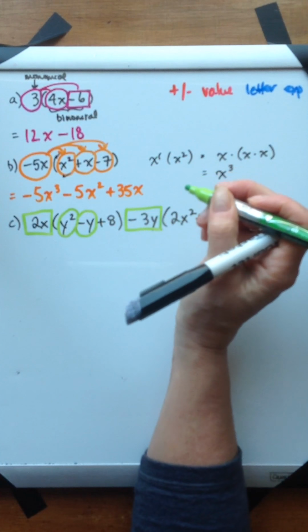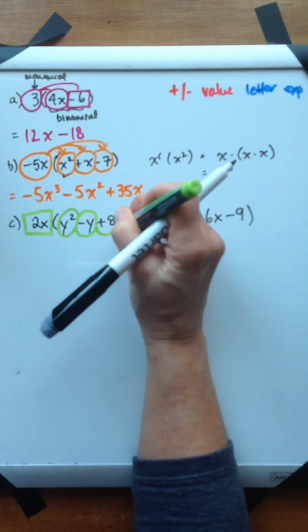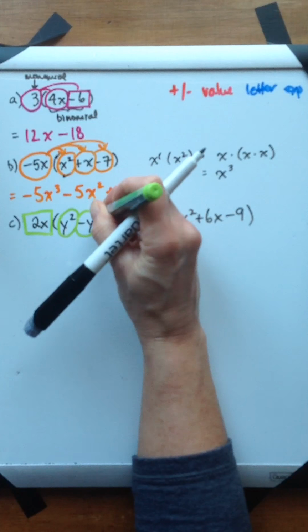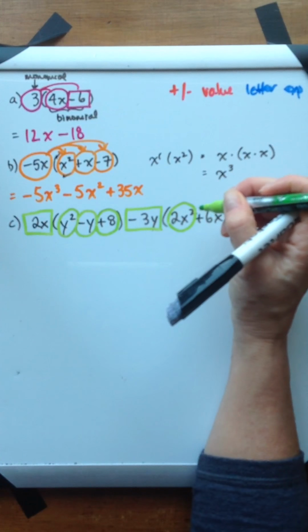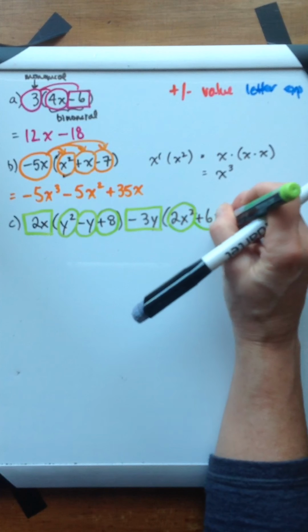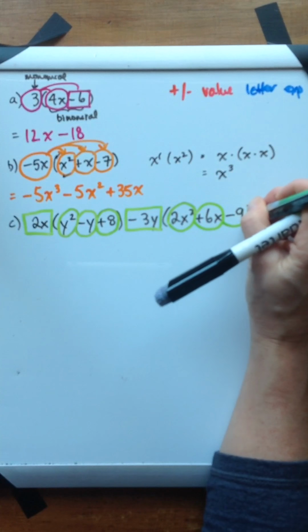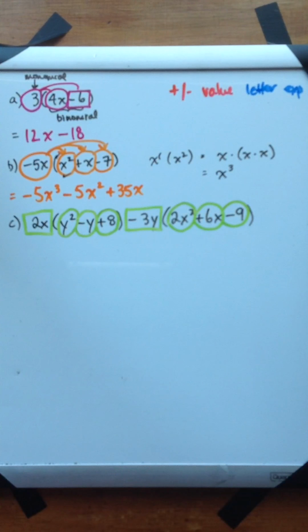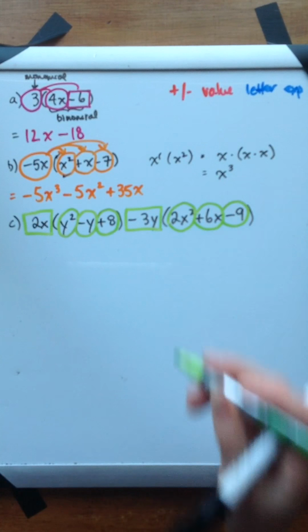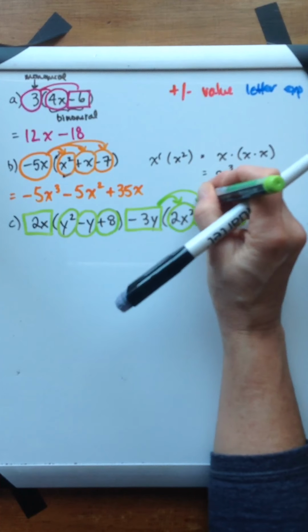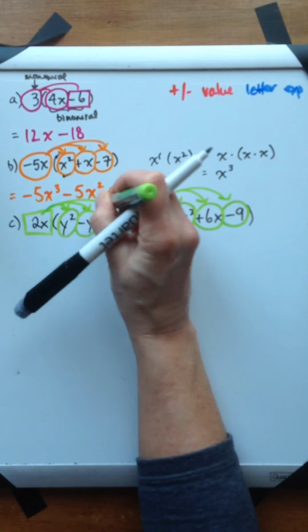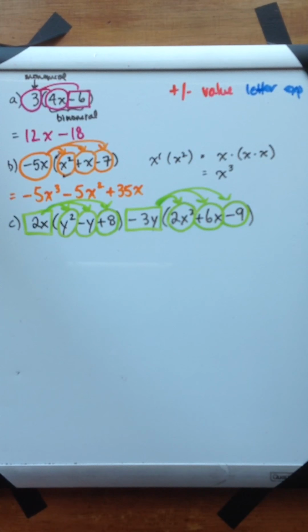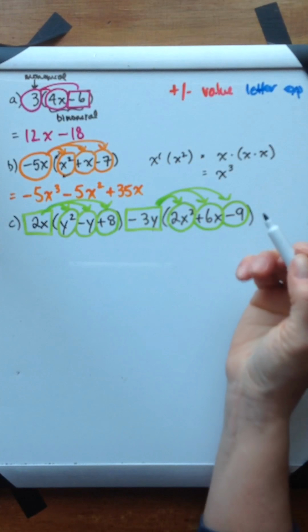Sign, value, letter, exponent, sign, value, letter, exponent, sign, letter, variable, sign, value, letter, exponent. There we go. All right, so see, I've made sure that nothing gets forgotten about. Okay? And I'm going to add these in so that you can see that I'm multiplying that monomial by each of the terms inside the trinomials that follow.